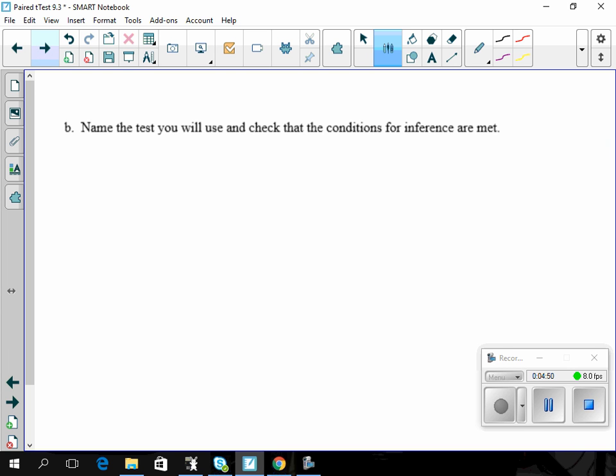Let's go on to part B. Name the test we will use. What are we going to be using? One sample t-test. And the reason we have to use a t-test is because we're not given the population standard deviation. Almost always we'll use t-tests with means, correct? I say almost always because it's not always, but 99.9% of the time it will be.